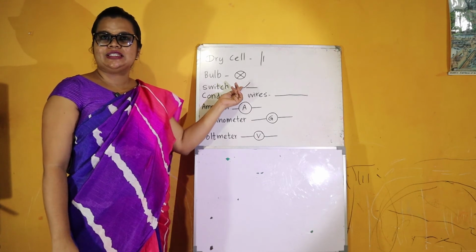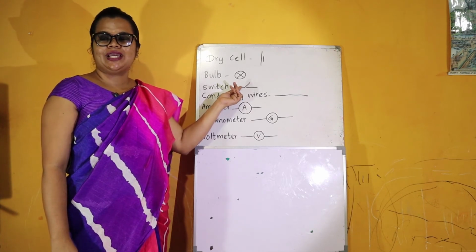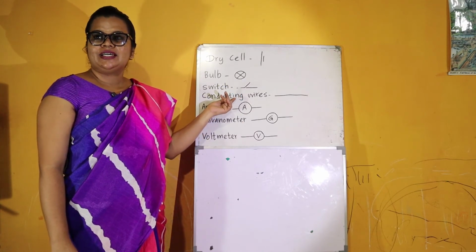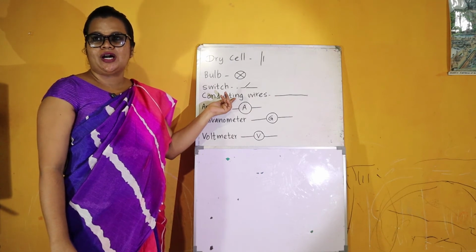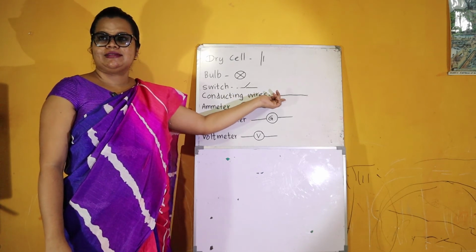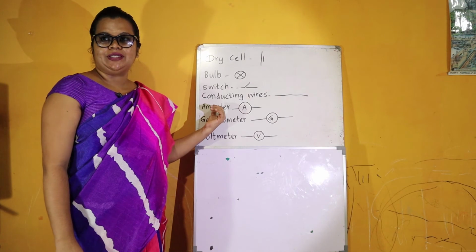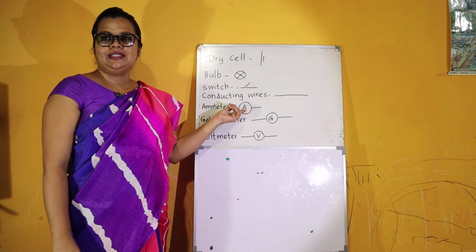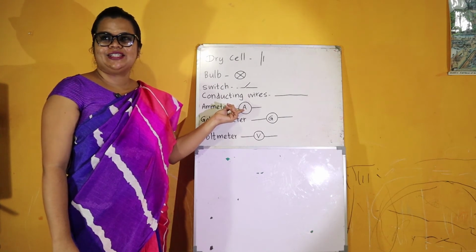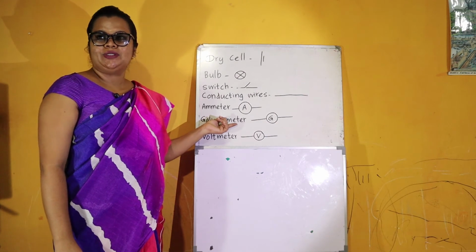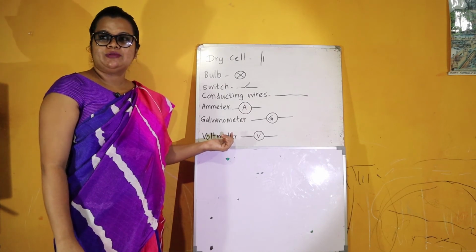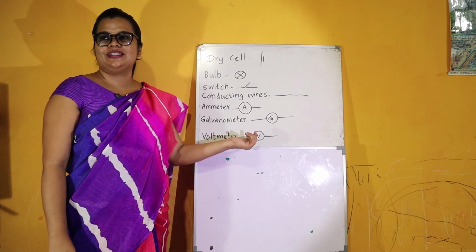Using the switch, we can control the circuit. That means we can break the connection when necessary. Conducting wires allow electric current to pass through them. To indicate conducting wires, we use straight lines. To indicate the ammeter, a capital A written inside a circle is used. To indicate the galvanometer, a capital G written inside a circle is used. And to indicate the voltmeter, a capital V written inside a circle is used.